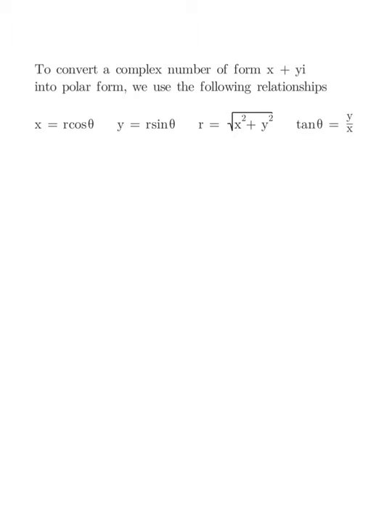Now we're going to look at going the other way, where we will be given a complex number in the form of x plus yi, and we are going to turn it into polar or trigonometric form. So we're going to use the idea that x equals r cosine theta, y equals r sine theta, r equals the square root of x squared plus y squared, and tangent of theta equals y over x.